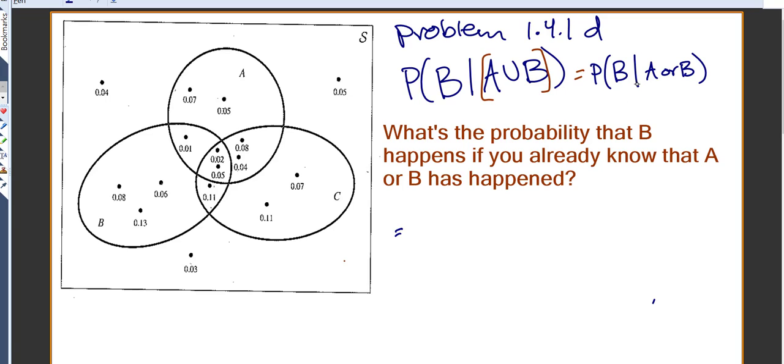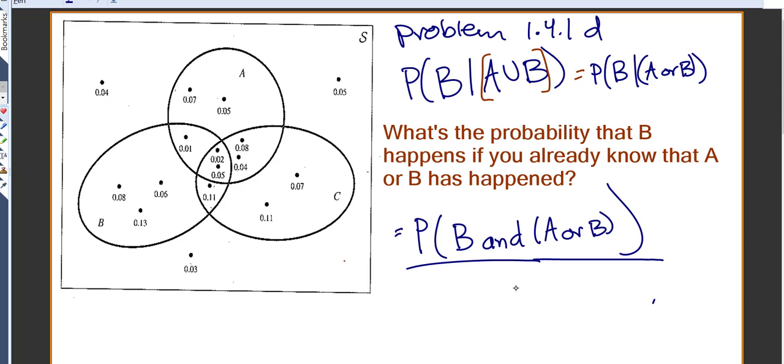Now to figure this out, we'll use our conditional probability formula. We'll do the probability of what comes first on top, with an and, the intersection, of what came second. So it'll be B and, in parentheses, A or B, all over the probability of what came second, so the probability of A or B.